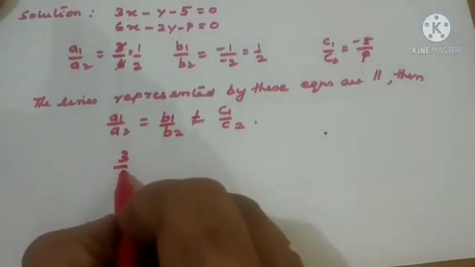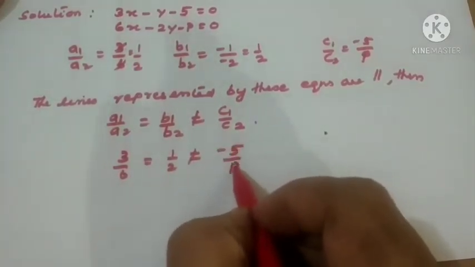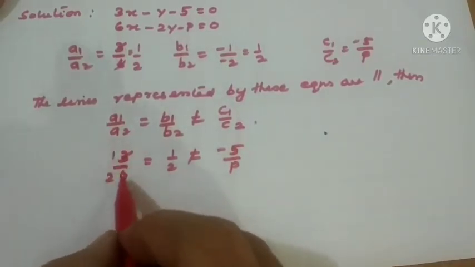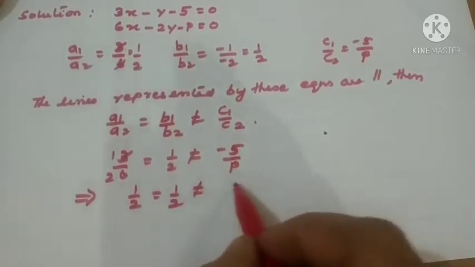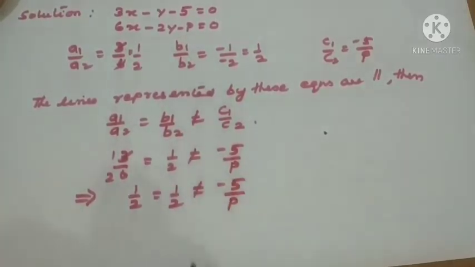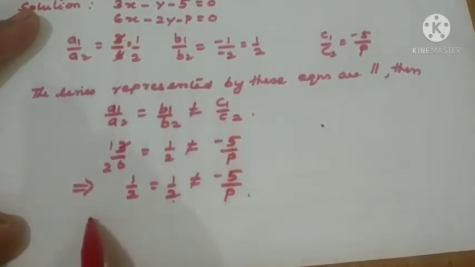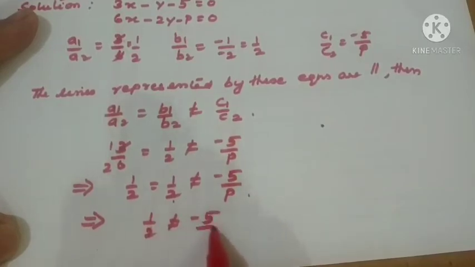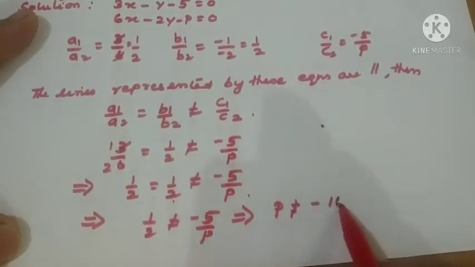So 3 by 6 equal to 1 by 2 not equal to minus 5 by p. 3 by 6 is also 1 by 2 only. So this implies 1 by 2 equal to 1 by 2 not equal to minus 5 by p. Taking the last two parts, the second ratio and the third ratio, we can write 1 by 2 not equal to minus 5 by p. Cross multiply, 1 into p, p not equal to minus 10.